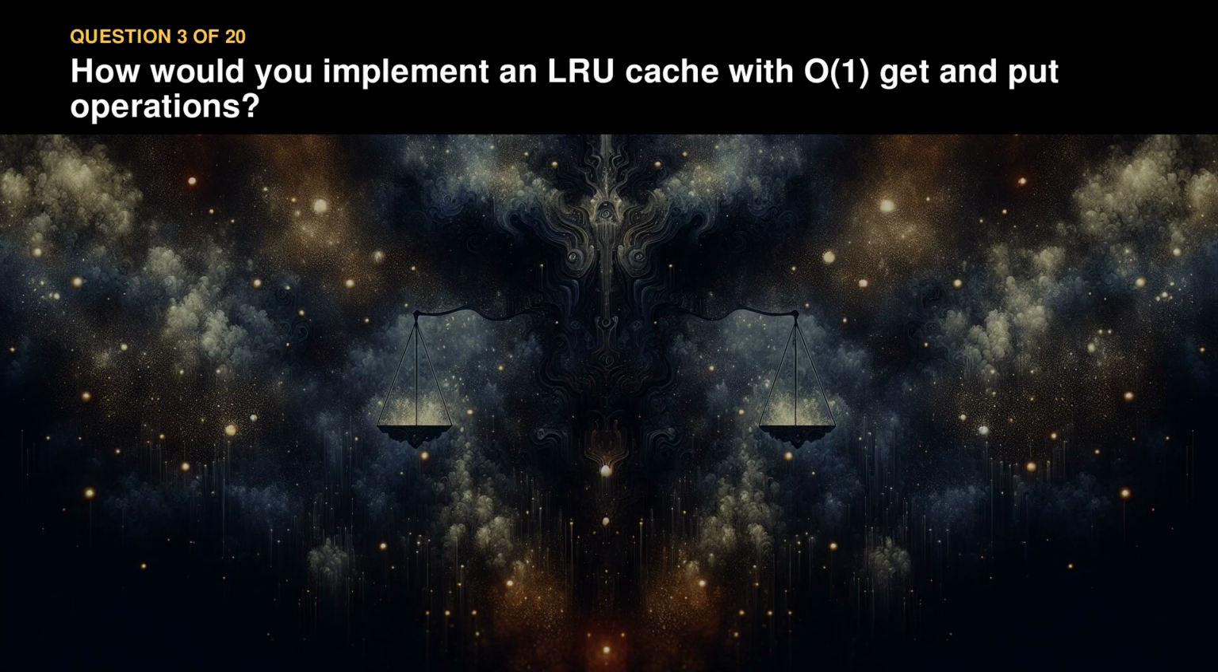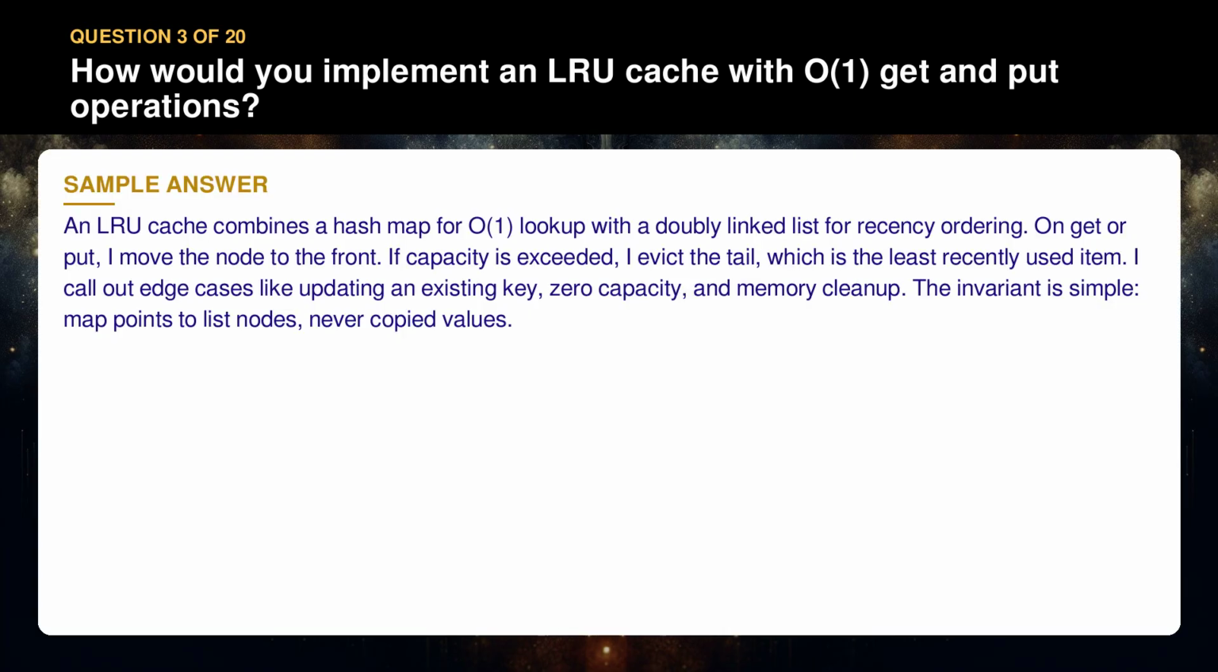Question 3. How would you implement an LRU cache with O(1) get and put operations? An LRU cache combines a hash map for O(1) lookup with a doubly linked list for recency ordering. On get or put, I move the node to the front. If capacity is exceeded, I evict the tail, which is the least recently used item. I call out edge cases like updating an existing key, zero capacity, and memory cleanup. The invariant is simple: the map points to list nodes, never copied values.